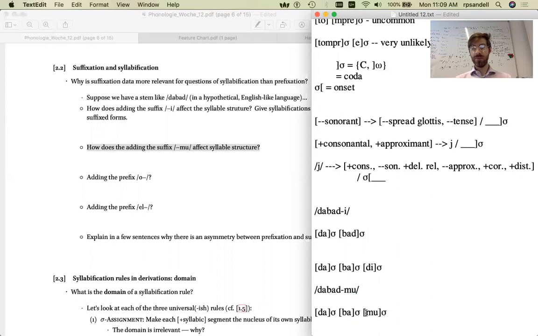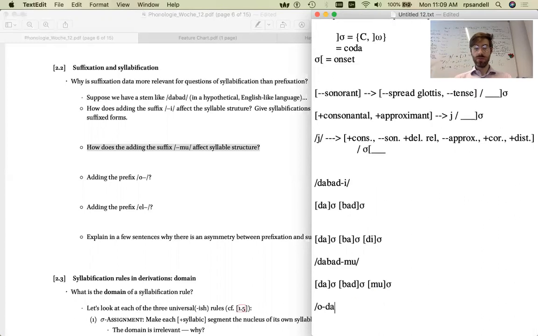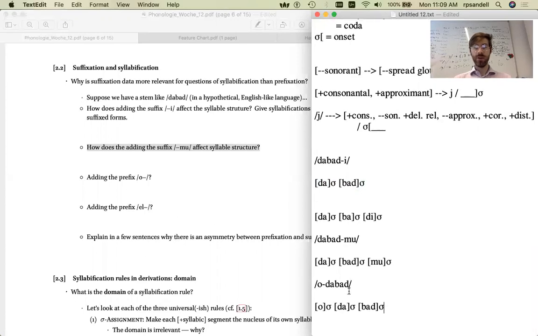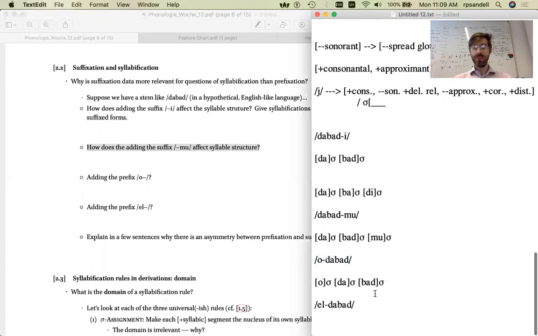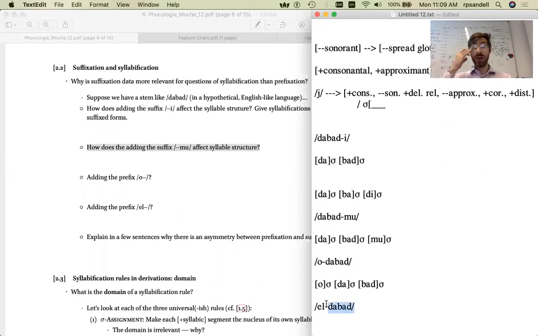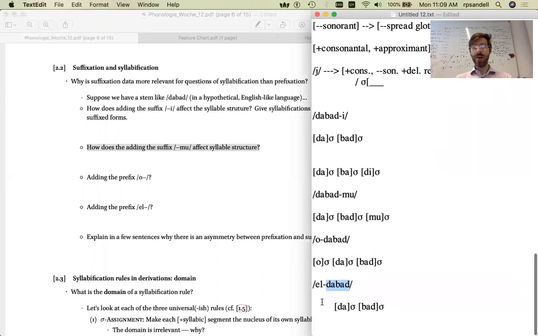Theoretically, it would be possible to build a complex onset dmu instead. If we instead add a prefix o, then I don't think anything is going to change in terms of the original syllabification. Here, we will simply add another syllable built around that plus syllabic segment o. And if we add a prefix il, likewise, I don't really expect any changes to the original syllabification of the stem dabad.